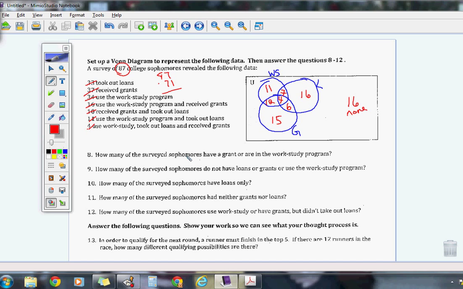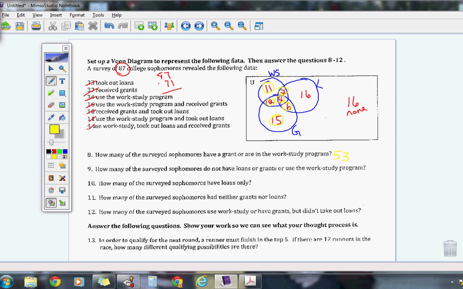So how many of the surveyed sophomores have a grant or are in the work study? So what I'm going to do up here is I'm going to circle some stuff as I go, and I'm just going to erase it afterwards, but I want to make this crystal clear with this yellow pen here. Survey have a grant or are in the work study. Who's saying yes to this? They are. They have a grant. They have a grant. They have a grant. All that there, all this here, and all that there. All of those people that I circled have a grant or are in the work study program. Okay? They're all saying yes. So when we add those together, we get 21, 25, 37, 48, 53. So this answer is 53.